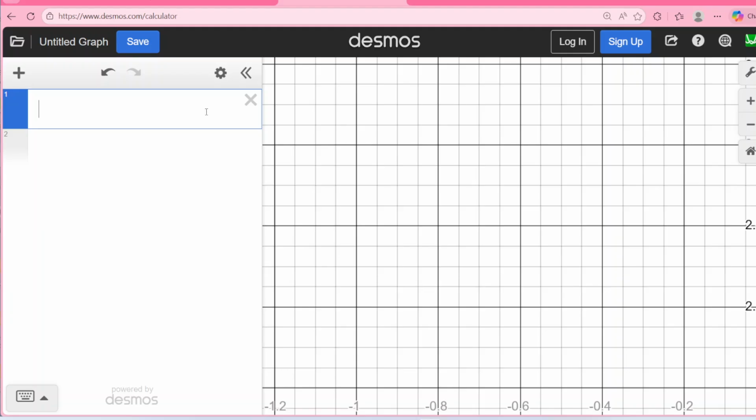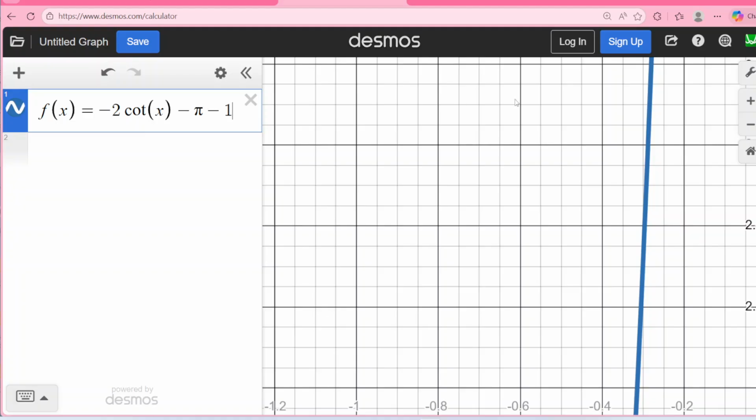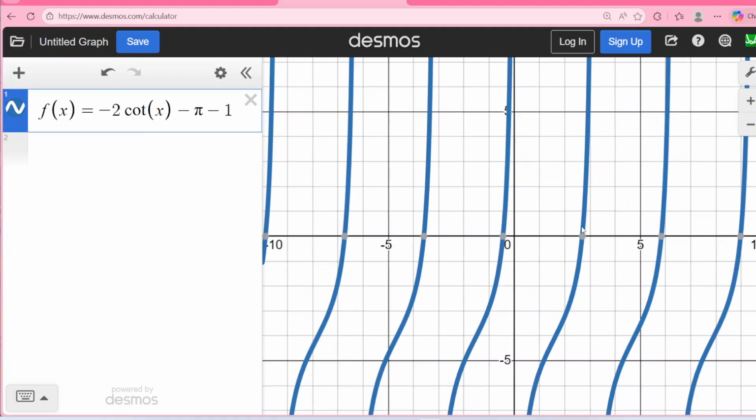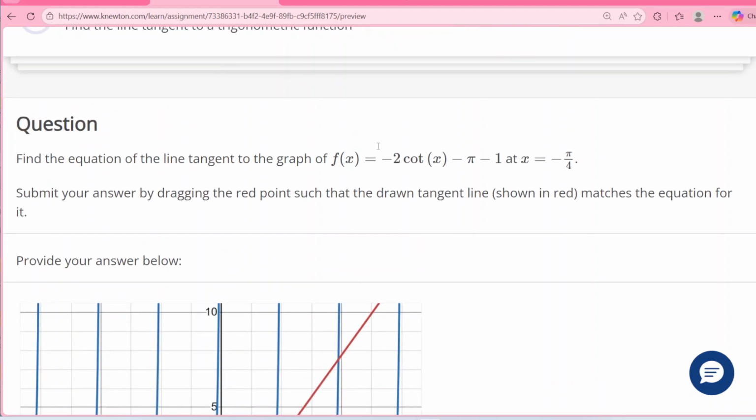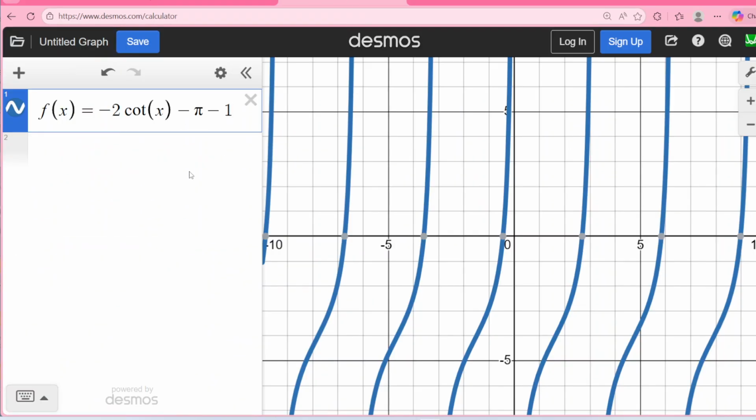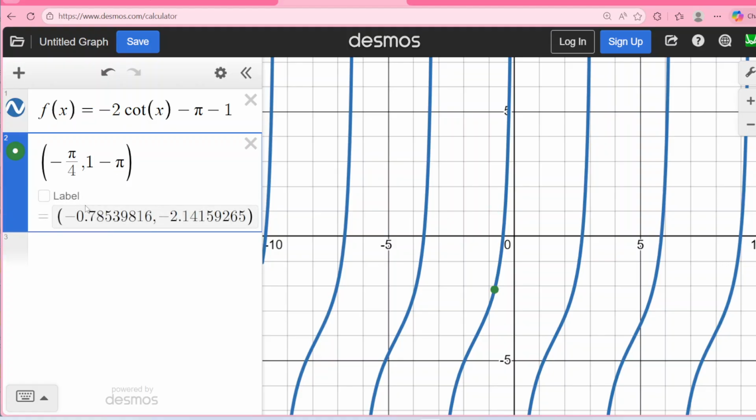So again, they already got this graph in the little snippet in the problem too, but I'm going to type it again here. So you got f of x equals -2 times the cotangent of x minus pi minus 1. Right, and zoom this out, go home here. So you see that's what you're seeing in the assignment, that blue graph there. Now I'll plot the point as well. I said the point that we're at is -pi/4, comma, and then 1 minus pi. You see this, I'll label it.